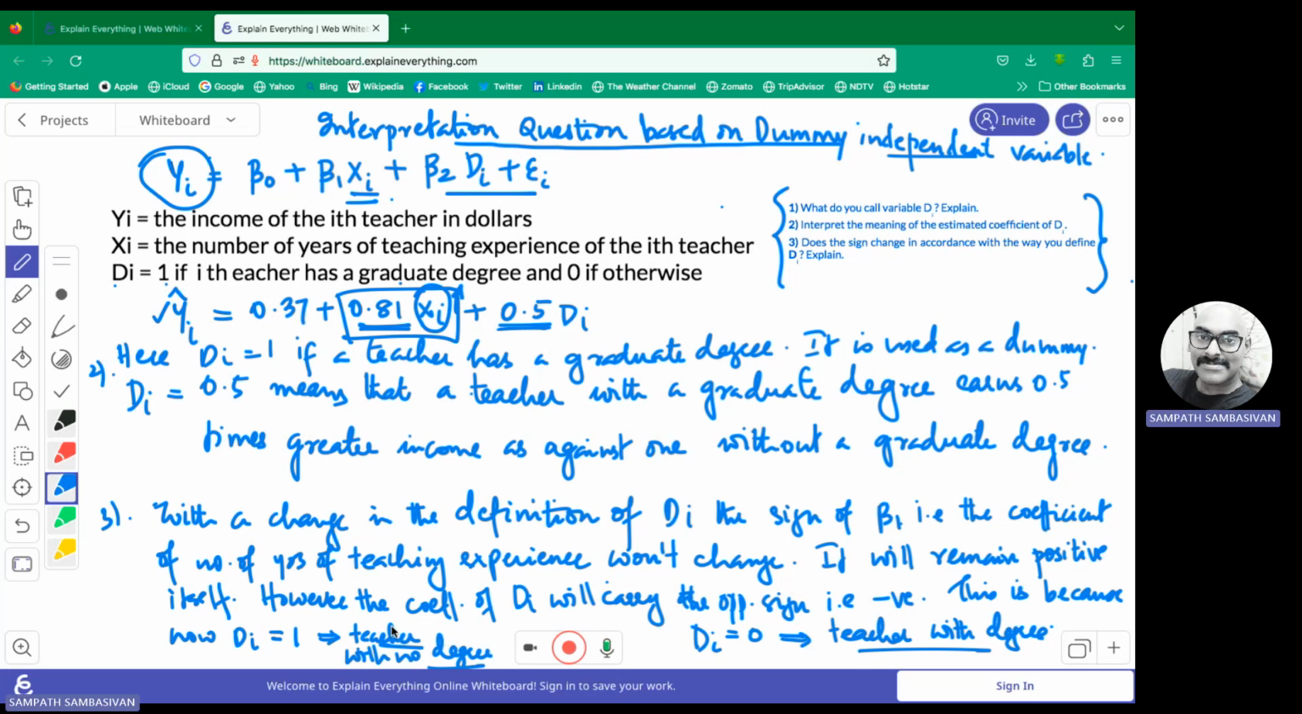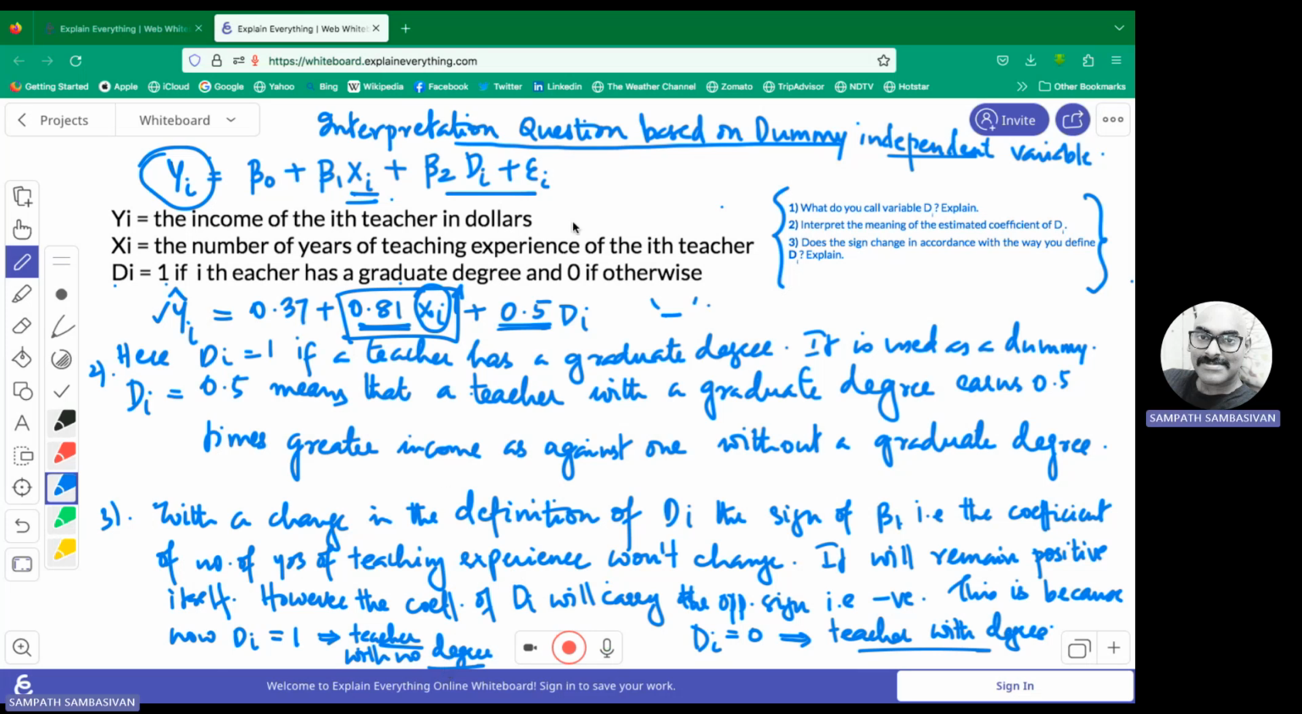However, the coefficient of DI will carry an opposite sign if we are changing the definition. This is because now DI equal to 1 would mean teacher with no graduate degree, right? And DI equal to 0 would mean teacher with degree. Okay. So naturally, when the included condition changes, the sign also is likely to change. So it would become negative. The sign would become negative, meaning that only then the interpretation will hold true, right?